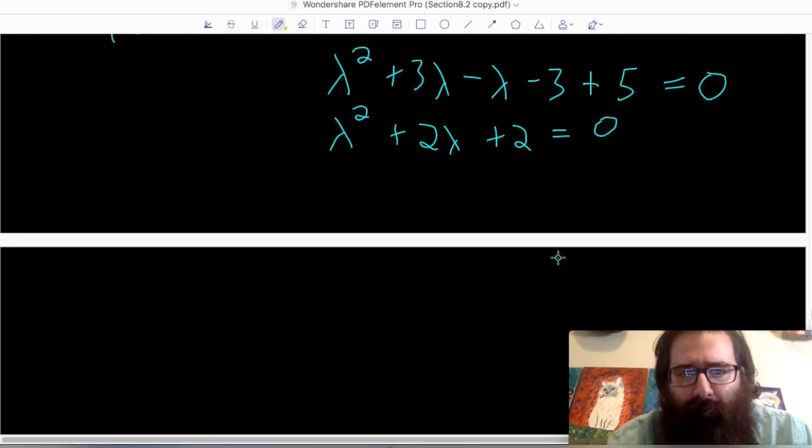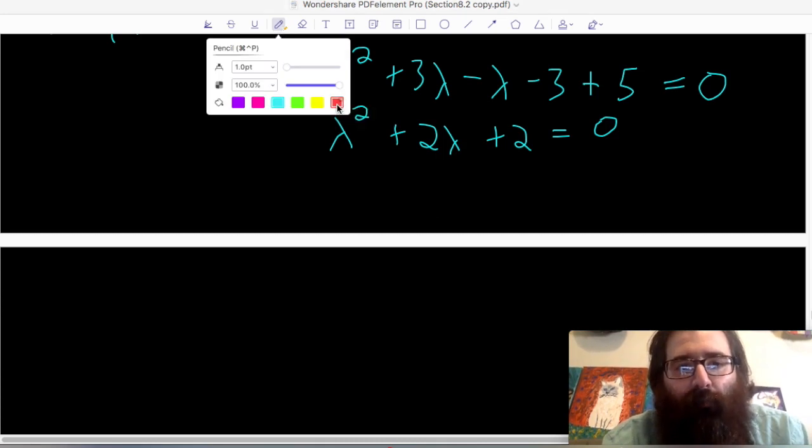You know, it's not about who wins or loses. I think we're all winning because we're learning. This doesn't look like it's going to factor, not to me anyways. Let's take a look at the quadratic formula.